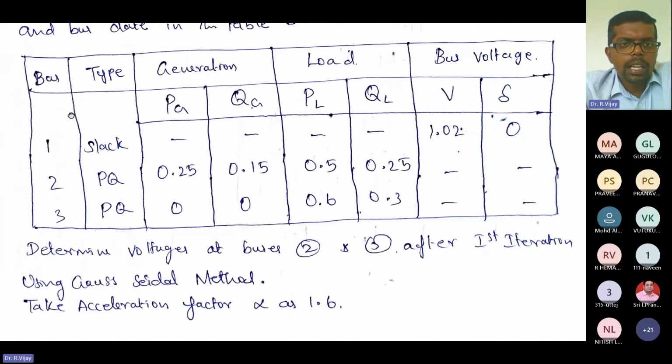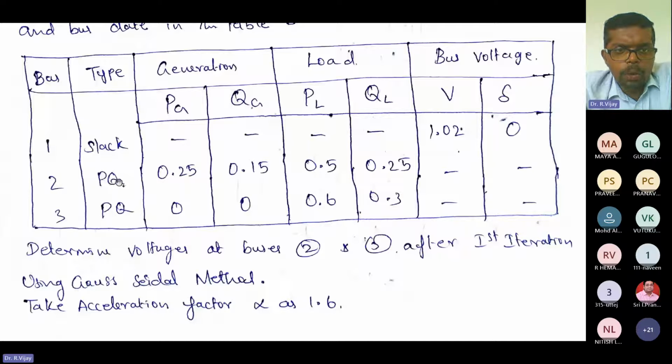Here they are given with the bus number and the type of the bus and the generation, like real power, reactive power, and the load also, real and reactive, and the bus voltage and the phase angle values. For the slack bus, these are not mentioned. Here they have mentioned voltage and delta, that is the phase angle value. 1.02 is all in per unit. This is not in any megawatt or kilovolt amperes, all in per unit. You already studied the significance of per unit, so no need to explain much.